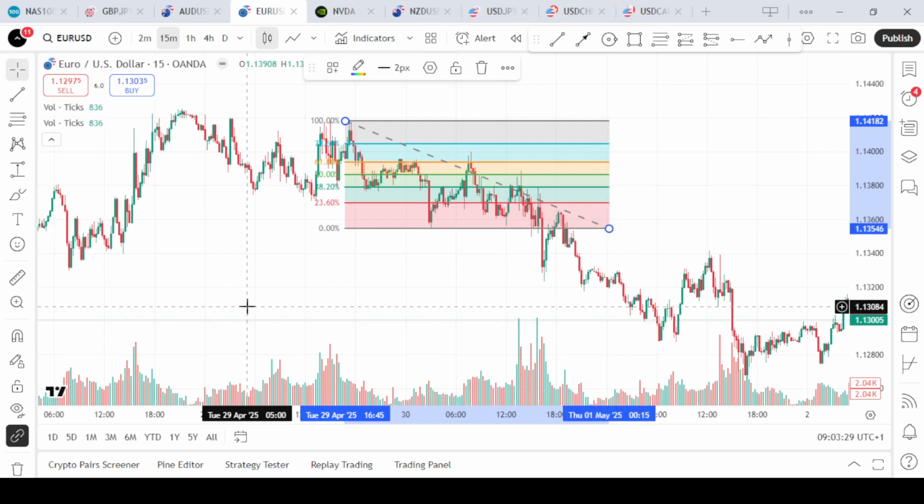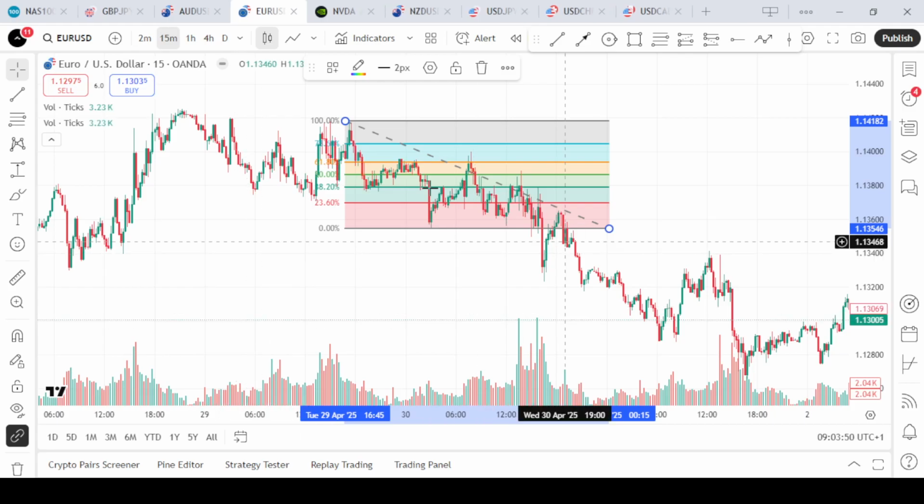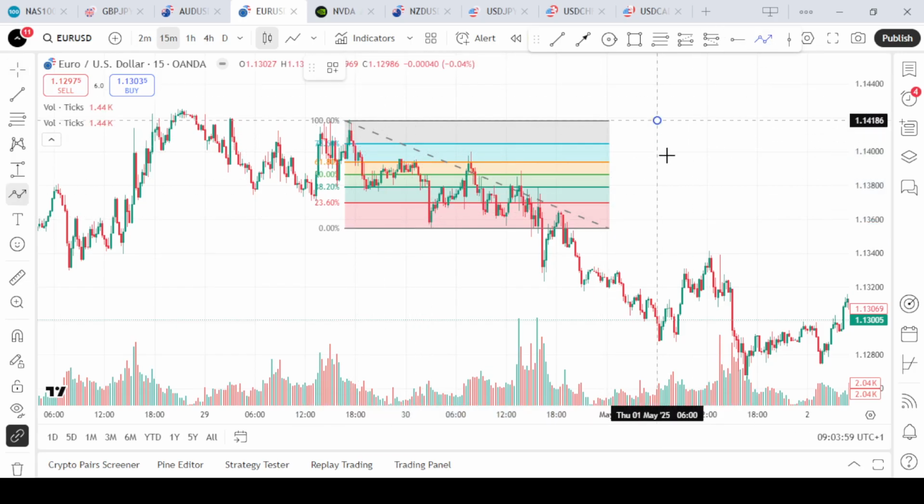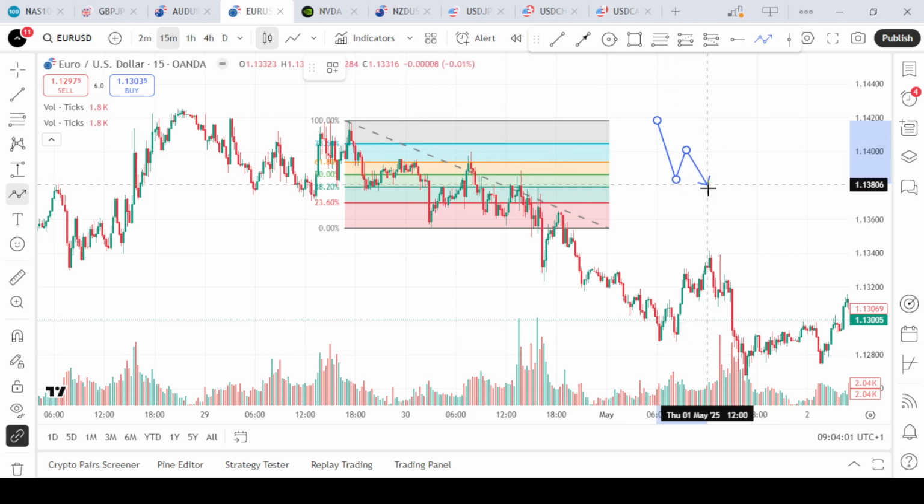Now, the idea is that the market often moves in waves. So retracing is always part of the movement before continuing in the original direction. By identifying this retracement, you can better understand where the market might find temporary support or resistance. Like you can see in this bearish trend, the movement of the market is usually in this phase. This is how the market moves.